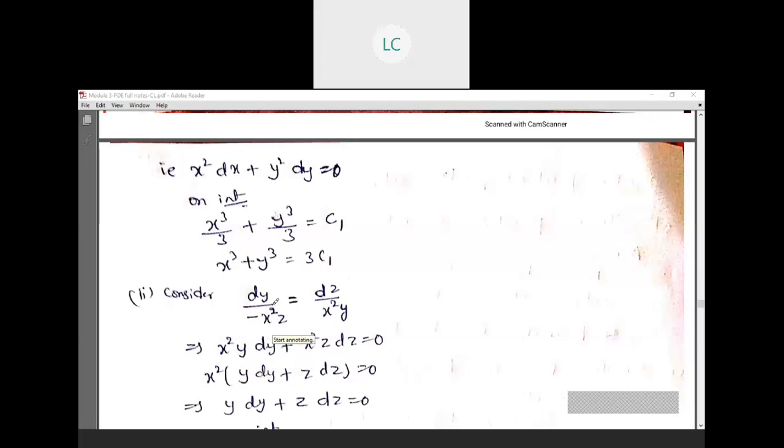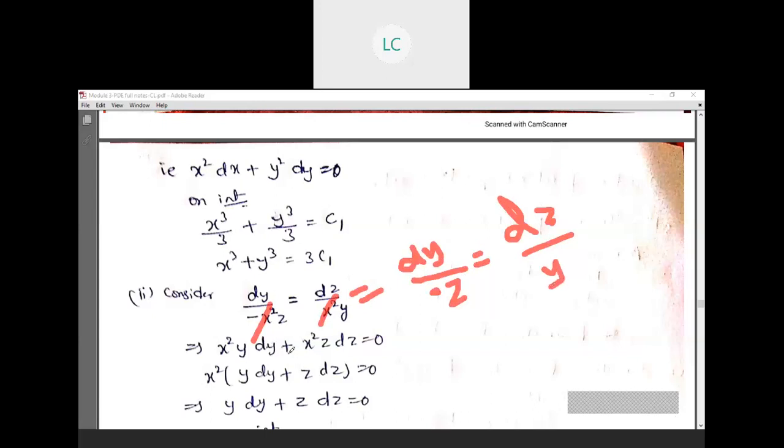So, see here, we can directly cancel x square, x square. The remaining is, we'll get dy by minus z is equal to dz by y. You just cross multiply and simplify. So you need not write these two steps. You can directly write this step: y dy plus z dz equal to 0.